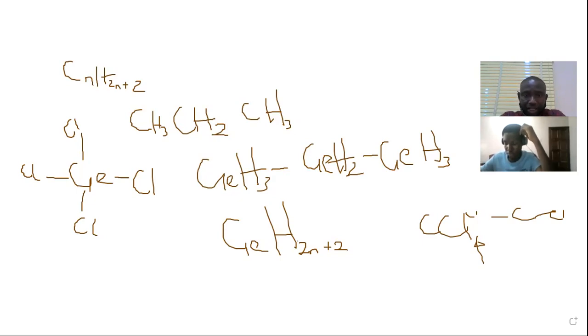Is the change GeCl2 to GeCl4 reduction, oxidation, or neither? Give a reason for your choice. Now, what we understand about oxidation is that this change is actually oxidation. Why do we say that is oxidation? Oxidation, we know, is the loss of electrons and also an increase in oxidation number. And we saw that the oxidation number increased from 2 to 4. So that is oxidation.